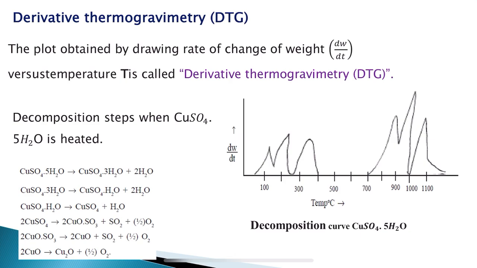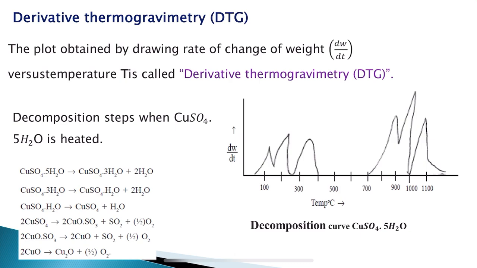This method is useful for complicated decompositions where weight changes occur at close temperatures. Why do we use derivative thermogravimetry? For certain compounds, the change in weight is observed at very close temperatures, which complicates the technique if you use thermogravimetric analysis, TGA, itself. So that is why we have to use the derivative thermogravimetric technique.